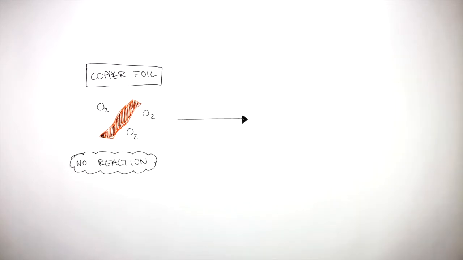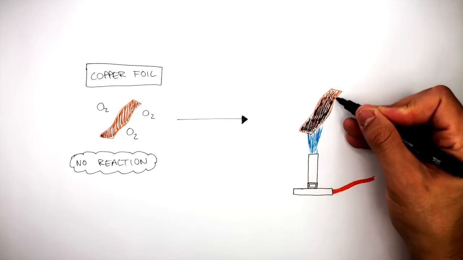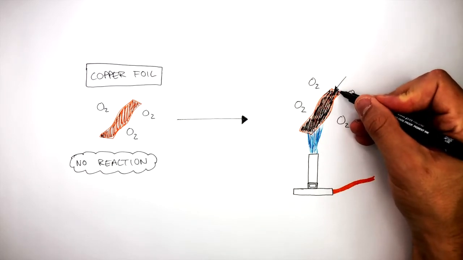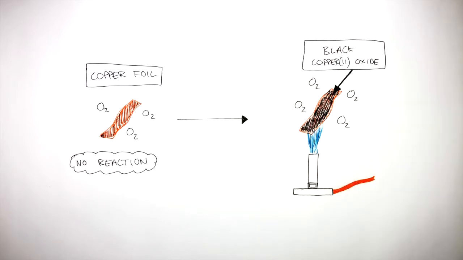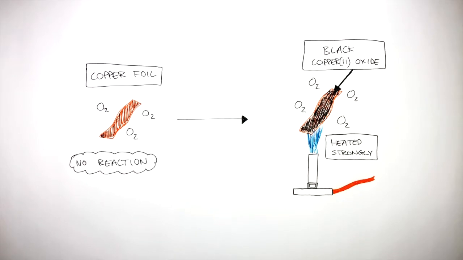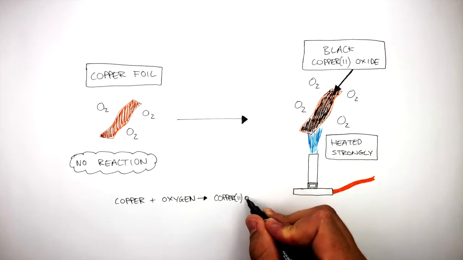However, when this same copper foil is heated strongly before it reacts with the oxygen, a black outer coating forms on the surface of the copper foil, which is copper 2 oxide, as the copper foil reacts with the oxygen in the air. On the surface of the copper foil, black copper 2 oxide forms only because the copper foil is heated strongly. Otherwise, a reaction would not take place. The word equation is copper reacts with oxygen to form copper 2 oxide.